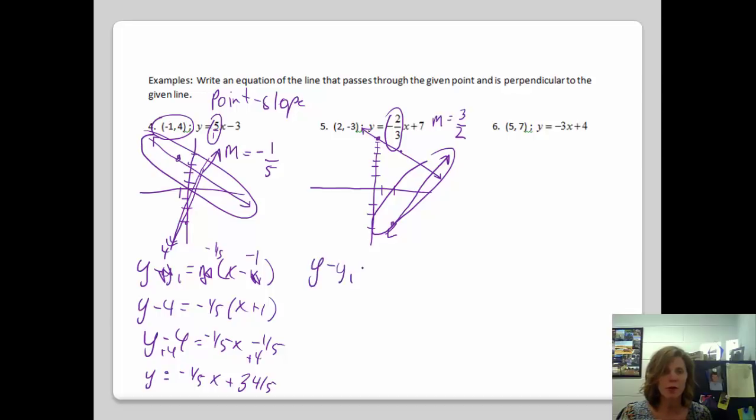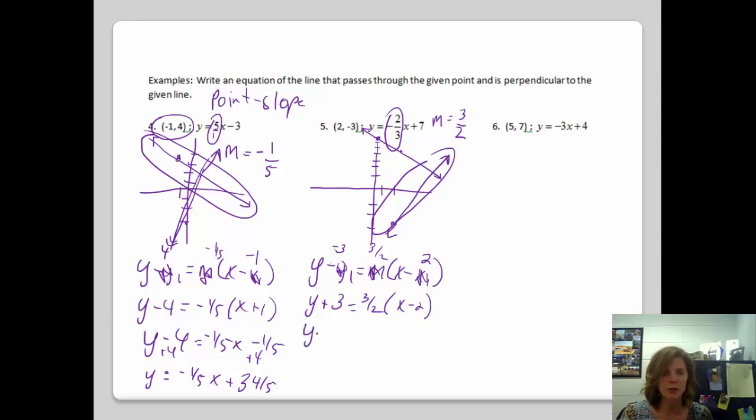I have y minus y1 equals m times x minus x1. My y is negative 3. My m is 3/2. My x is 2. Clean it up. I'm going to have y minus negative 3 equals 3/2, whoop, this should be plus 3 because it's minus a negative, and then x minus 2.